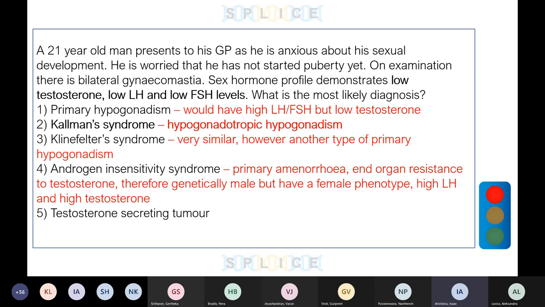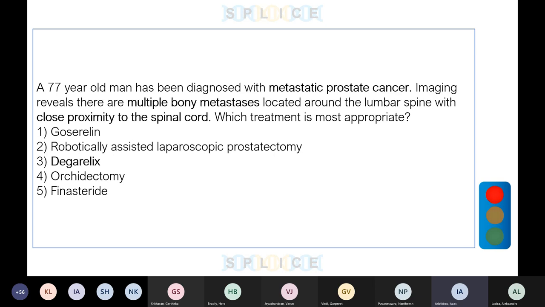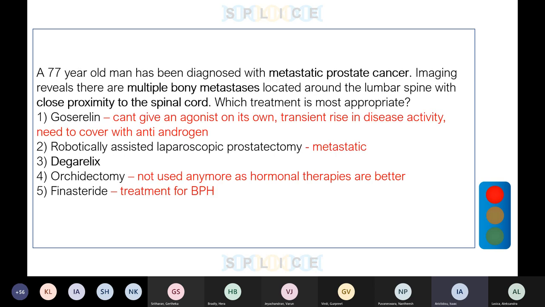I think people have answered the questions that I'm about the agonist. So basically, I'll explain this again. You can't give an agonist on its own because you're going to get a transient rise in the testosterone, fueling the cancer, and then it'll make it grow, and then it'll press on the spine. Normally, you would give Goserelin and you'd give an antiandrogen. If the answer had an antiandrogen in it as well, then that would be correct.